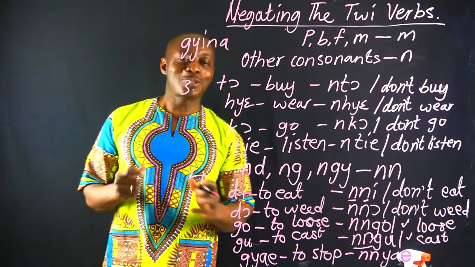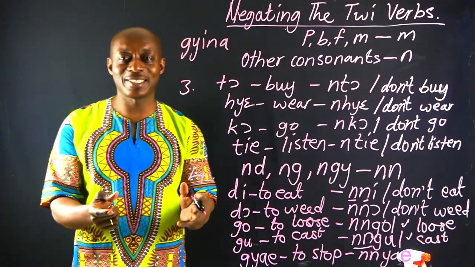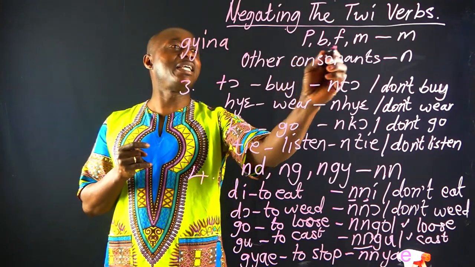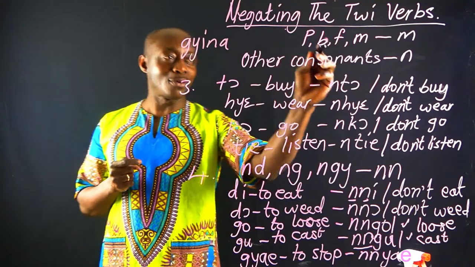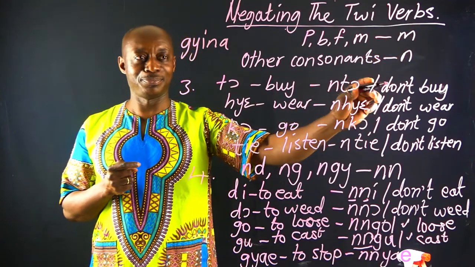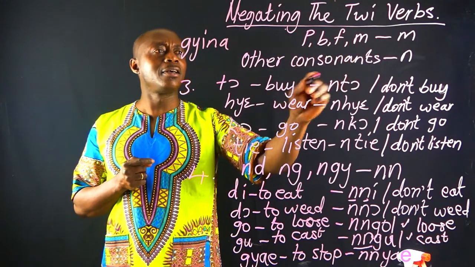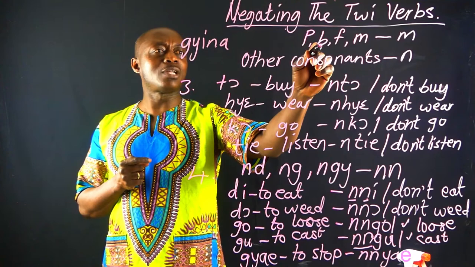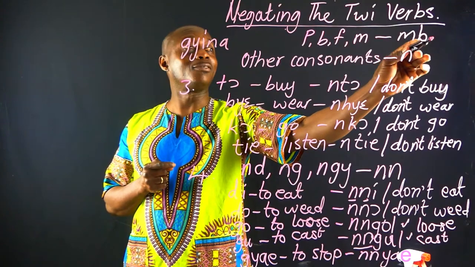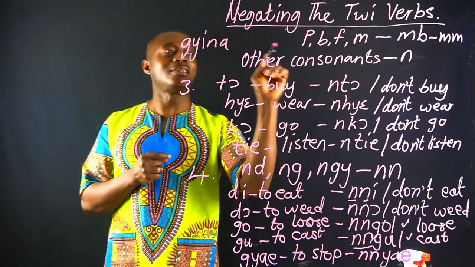So in all, what are we saying? We are saying that for you to negate a verb in Twi, first of all, check. Does it begin with any of these consonants? Yes. Then preface it with m and it will become negative. Good. Does it begin with these consonants? Yes. But the first consonant is b. So you are going to get mb. Then double the m. That is the second rule.